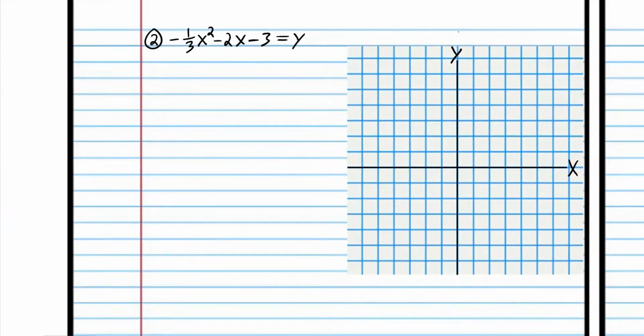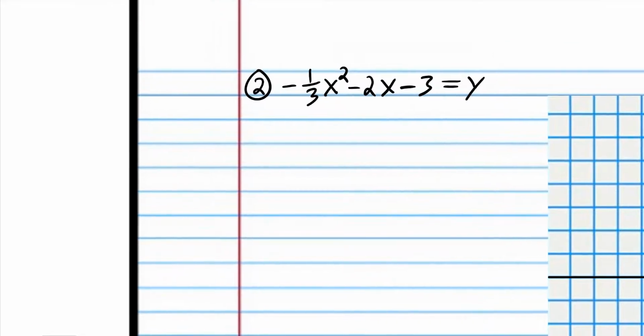Okay, so on to the next problem here. We're going to try one more of these before you try one on your own. Again, we have standard form, and we're going to label the constants.